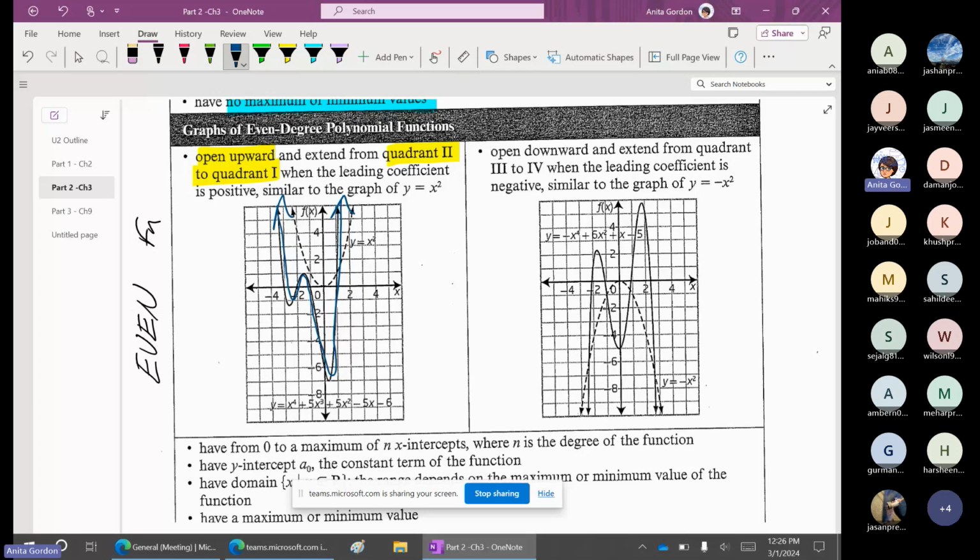Okay? Similarly, if we flip it upside down and we have a leading coefficient that is negative, now we are looking at essentially things that look like upside-down M's. Both arms pointing down, in quadrants 3 and 4. This was quadrants 2 and 1. Okay, so for even numbers, both arms go in the same direction, either both up or both down. Up is positive, down is negative. We're looking at the leading coefficient in those equations.